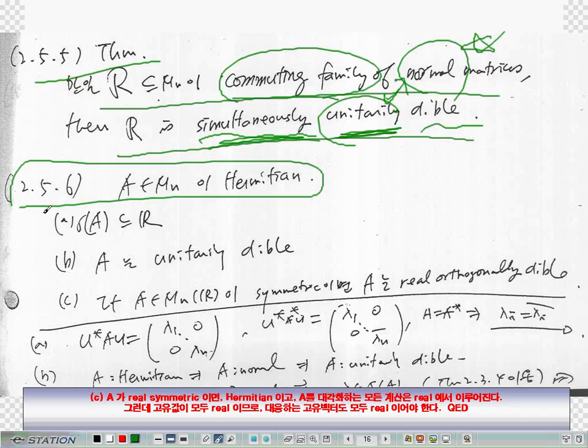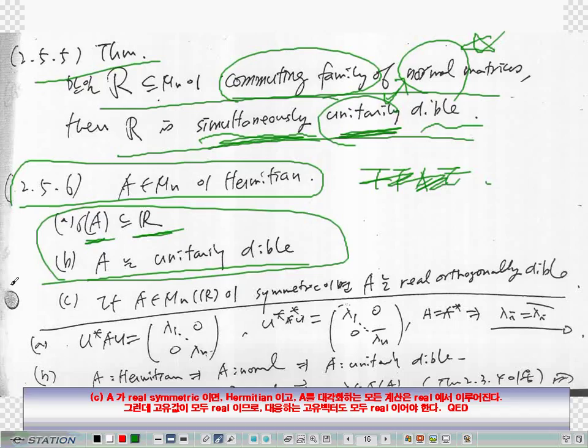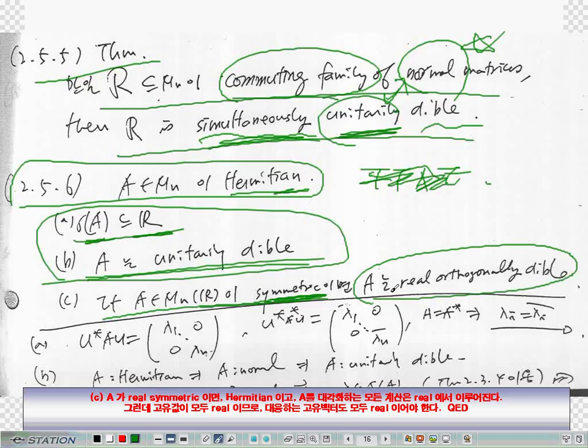Next, 2.5.6. If A is Hermitian, then all eigenvalues of A are real, and A is unitarily diagonalizable. If A is a real symmetric matrix, then A is real orthogonally diagonalizable. That means you can diagonalize a matrix with a real orthogonal matrix instead of a unitary matrix. Here the textbook gives us these two parts.